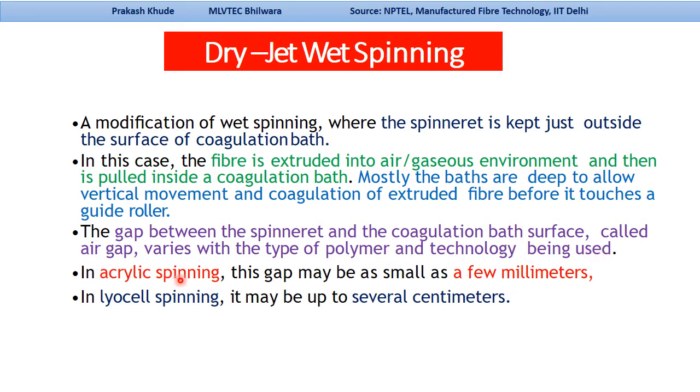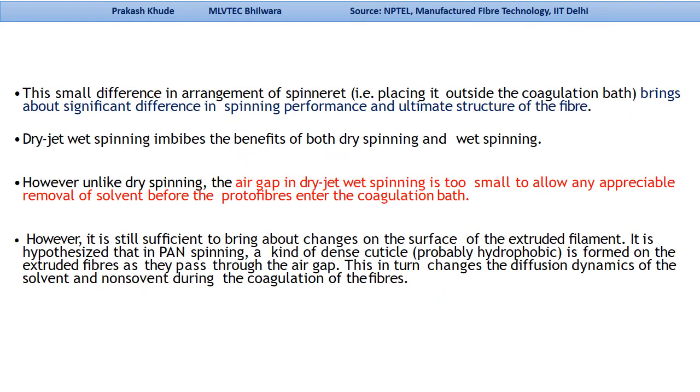In the case of acrylic spinning, this gap may be a few millimeters. In the case of lyocell spinning, it may be several centimeters. That will ultimately depend on the polymer and the technology being used. So this small difference in the arrangement of the spinneret will bring a significant change in the spinning performance and the ultimate structure of the fiber.